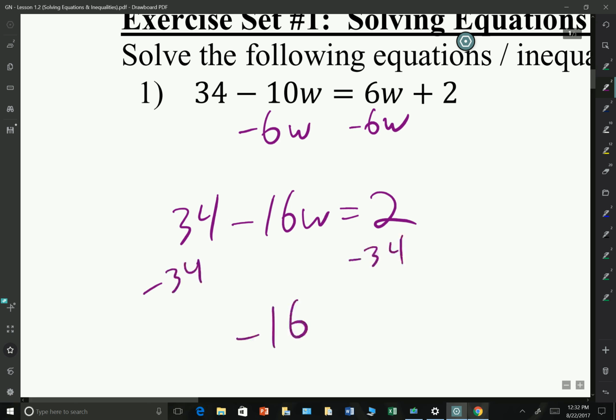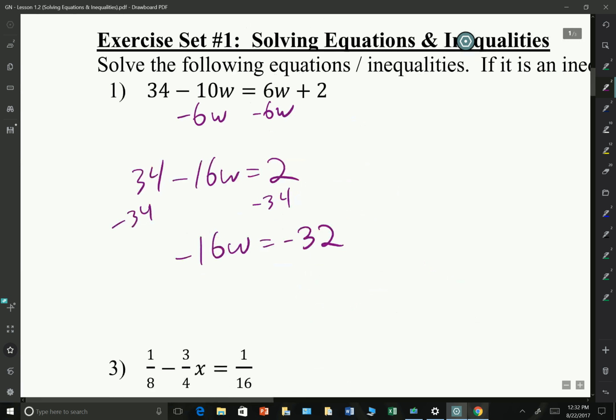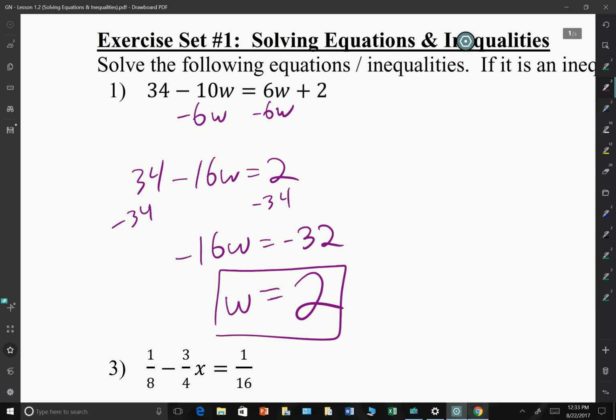So I'm going to put the numbers, which we call constants, on the other side. And now you divide. So negative 32 divided by negative 16, positive 2. Done. Not extremely difficult for that equation.